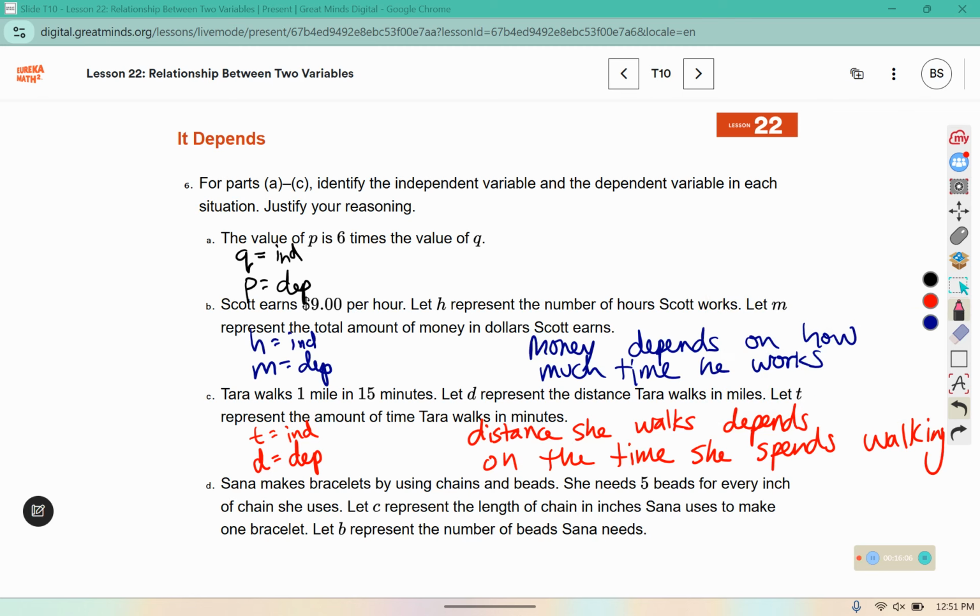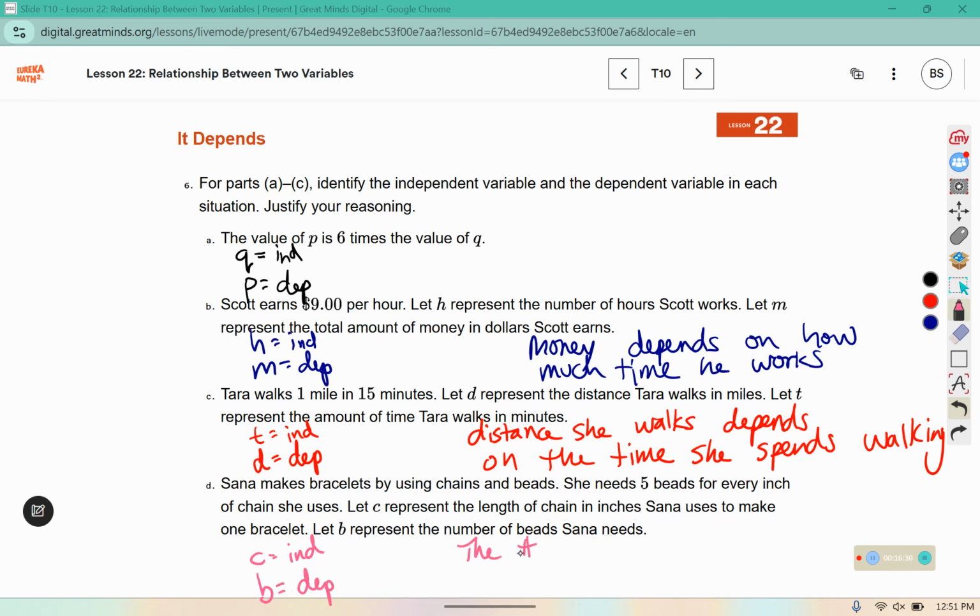Sana makes bracelets by using chains and beads. She needs 5 beads for every inch of chain she uses. Let C represent the length of the chain in inches Sana uses to make one bracelet, and let B represent the number of beads Sana needs. C is the independent variable, and B is the dependent variable.